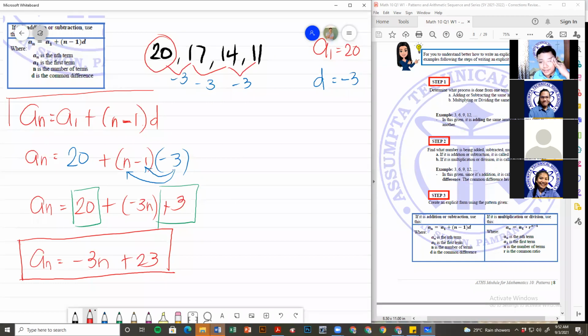Chat box. Open your chat box, please. What do you prefer to use? Using the formula or using the mental way? Okay nga, type in the chat box. Which do you find easier to use? Type in the chat box, please. Okay. May mental way, merong formula way. Okay, using the formula. Good.